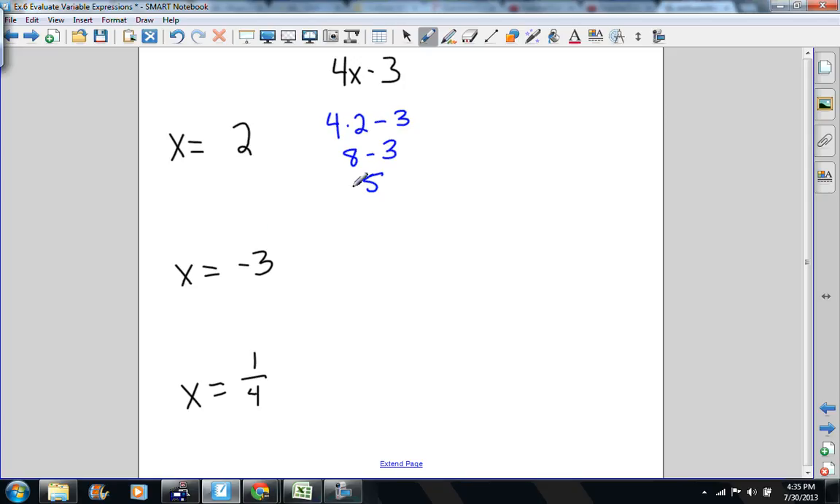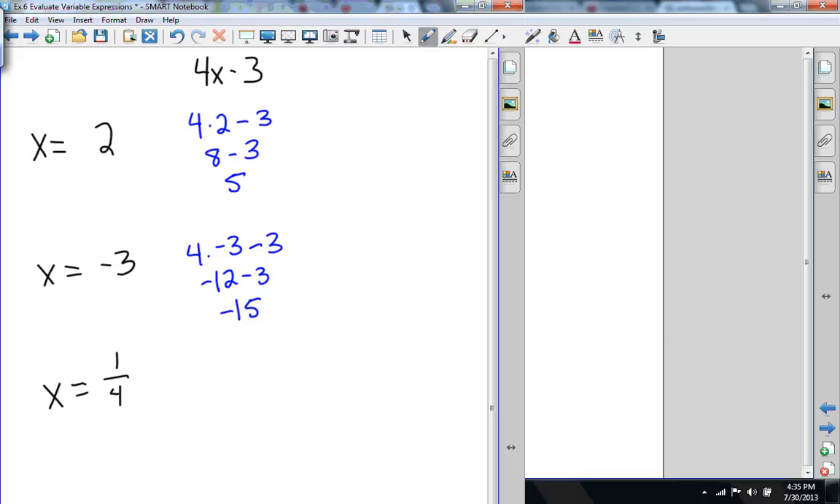I'm going to put in another negative, so I get 4 times negative 3 minus 3. Well, 4 times -3, that's -12, minus 3 more. So this is -15. Oh, I just broke something. Oh my gosh. I really hope I can fix this.